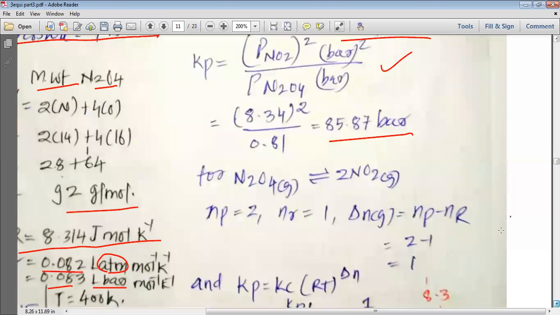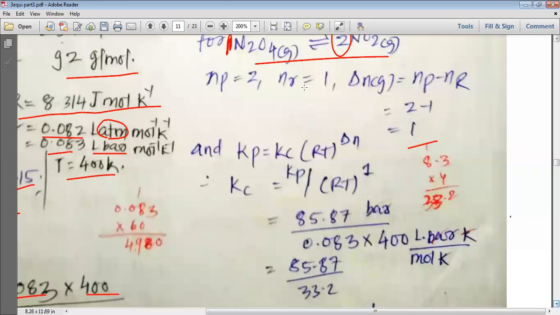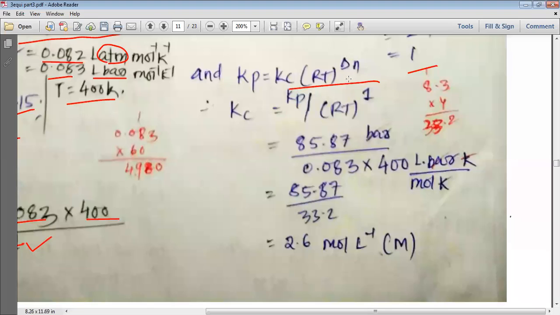Same way, my dear students, for N2O4 giving 2NO2, the number of gaseous mole of product is 2, number of gaseous mole of reactant is 1, and that is why delta N gas is 1. So by using the equation Kp is equal to Kc into RT raised to delta N, where delta N is equal to 1, we write Kc is equal to Kp divided by RT to the power 1. We know the value of R, we know the value of T, and then by putting all these values, we can find out the value for Kc, and we do not forget to write the units.